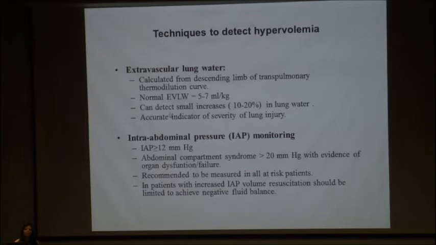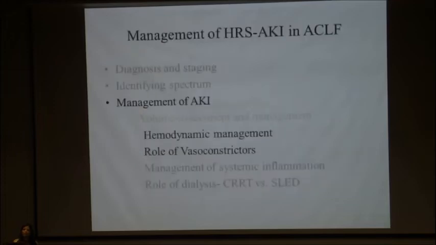So how do we do that? We can do it by different indices. We can use the intra-abdominal pressure monitoring systems, and we do that regularly in our ICU. In ventilated patients, wherever we can, we go with extravascular lung water measurement, which can be a very good guide of what amount of fluid should be given to these patients.